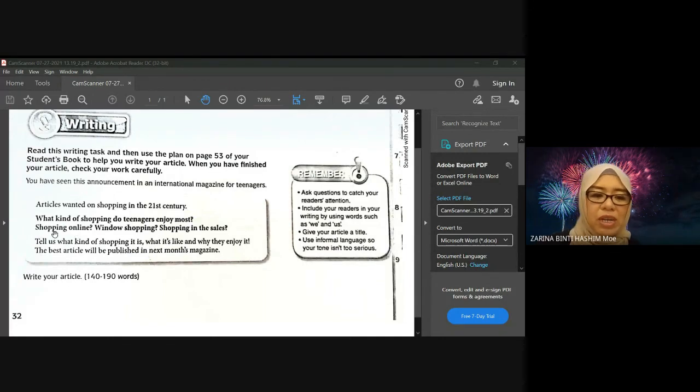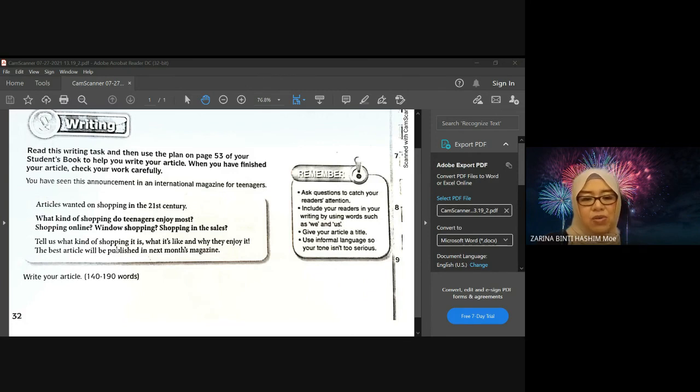Okay, contoh online shopping online. Okay, because with the current pandemic situation, many people do not go out from the house and they just do online shopping. Okay, so then kamu elaborate sikit lah. That will be in your paragraph 2.